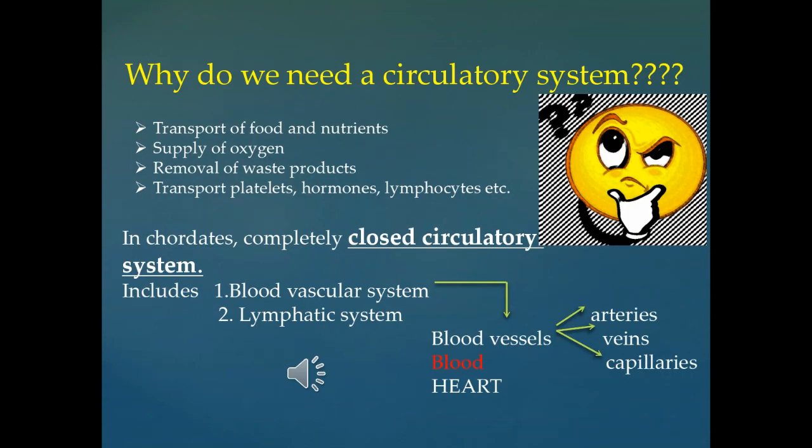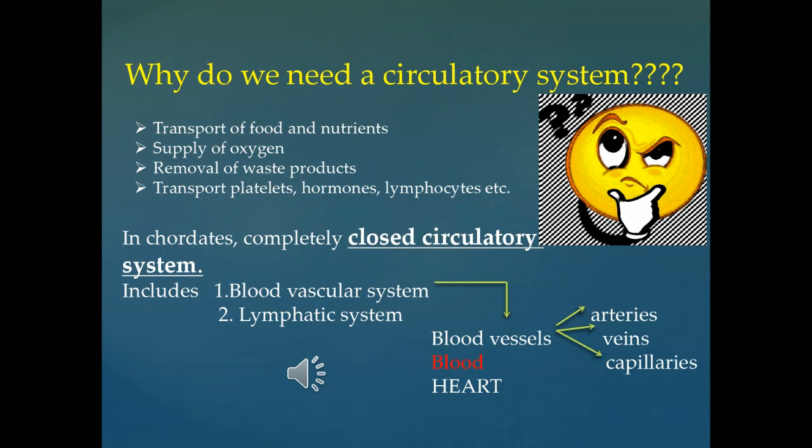So let's start by asking this question. Why do we need a circulatory system? The answer to which will give us the functions performed by the circulatory system. The functions include transport of food and nutrients, supply of oxygen, removal of waste products like carbon dioxide and heat generated by respiration. The army that defends our cells, the lymphocytes, has to be delivered to the site of conflict. The patch-up merchants, that is the platelets that stop excessive bleeding, also have to be delivered. These are some of the functions performed by the circulatory system.